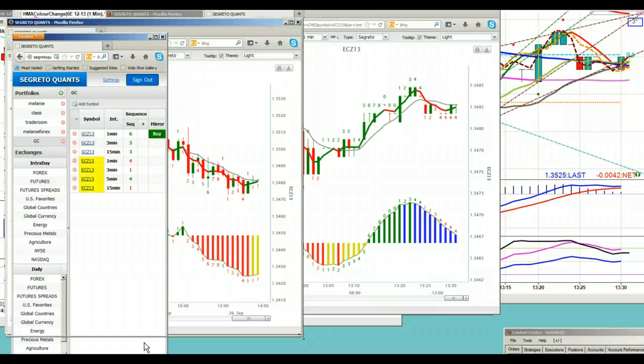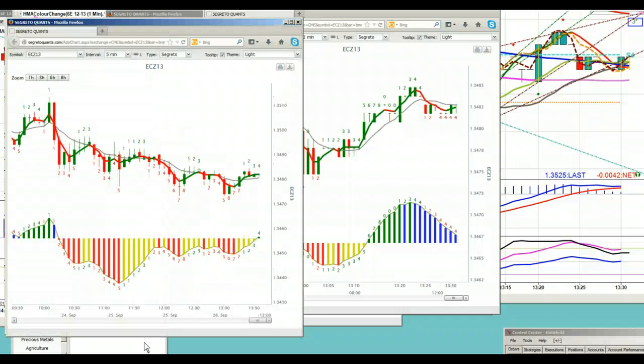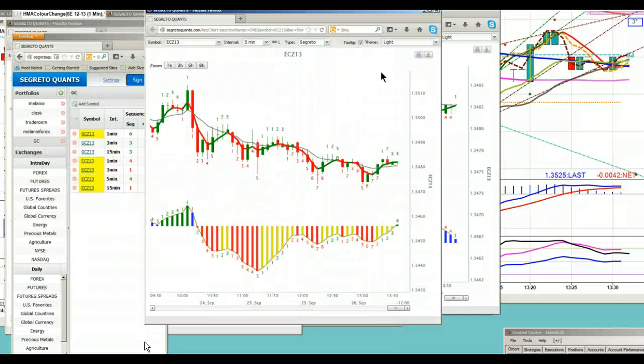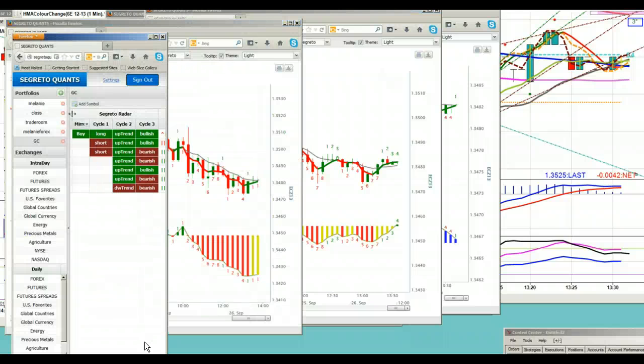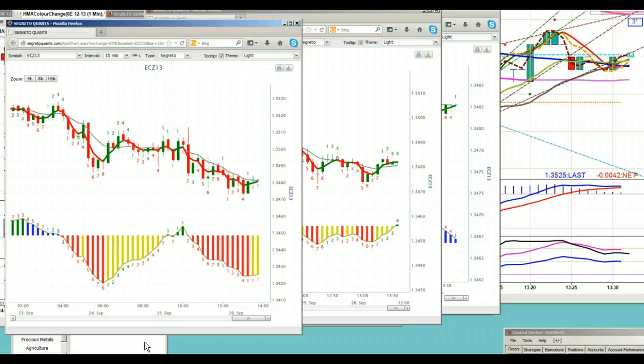You can use this as your workspace and say, you know what, look, the 5 minute's showing green. Well, let's see when these numbers go green, then I'm going to have a buy opportunity. Maybe my buy signal will come in. Oh, what happened here?